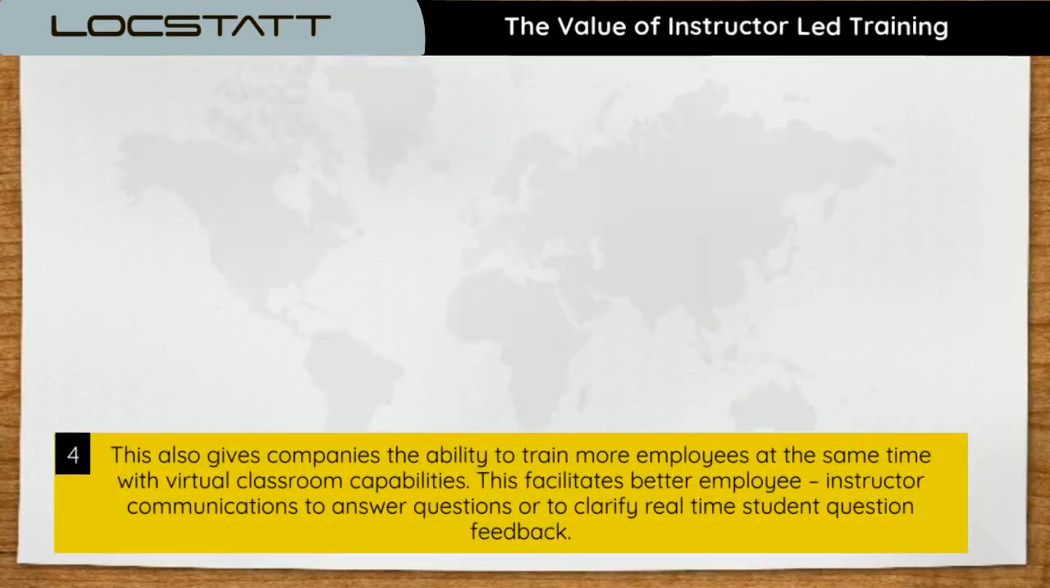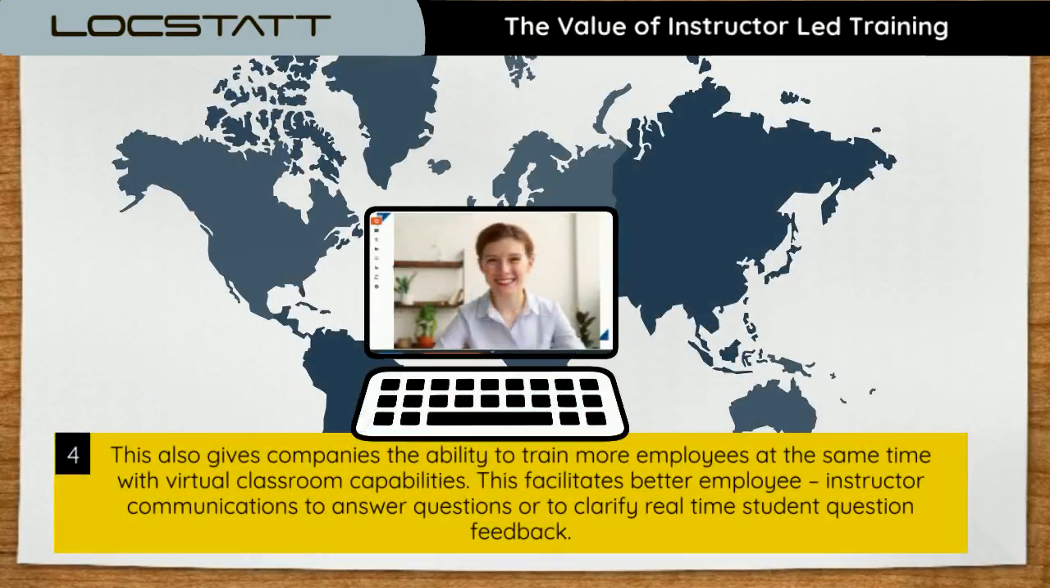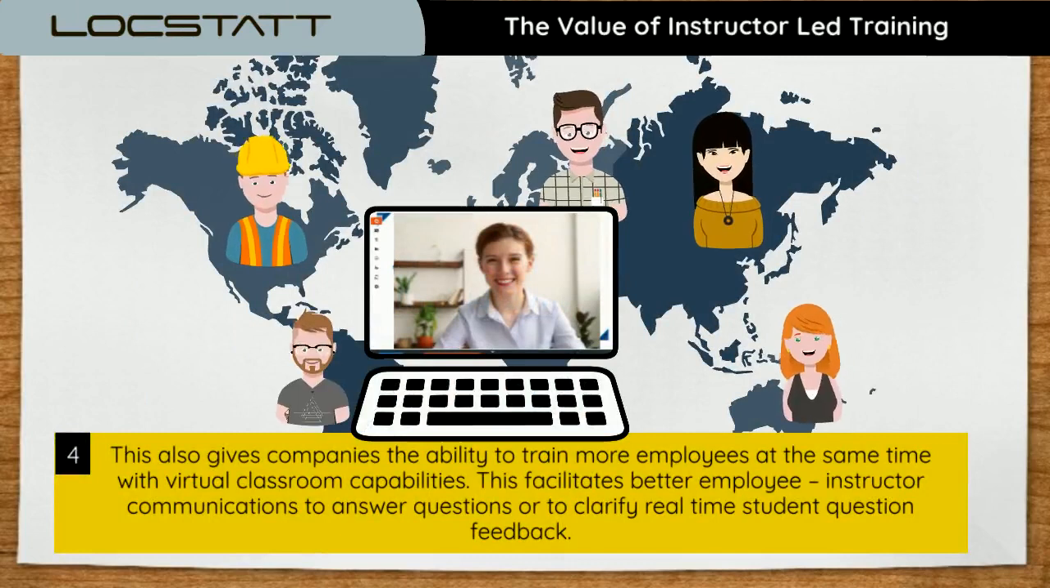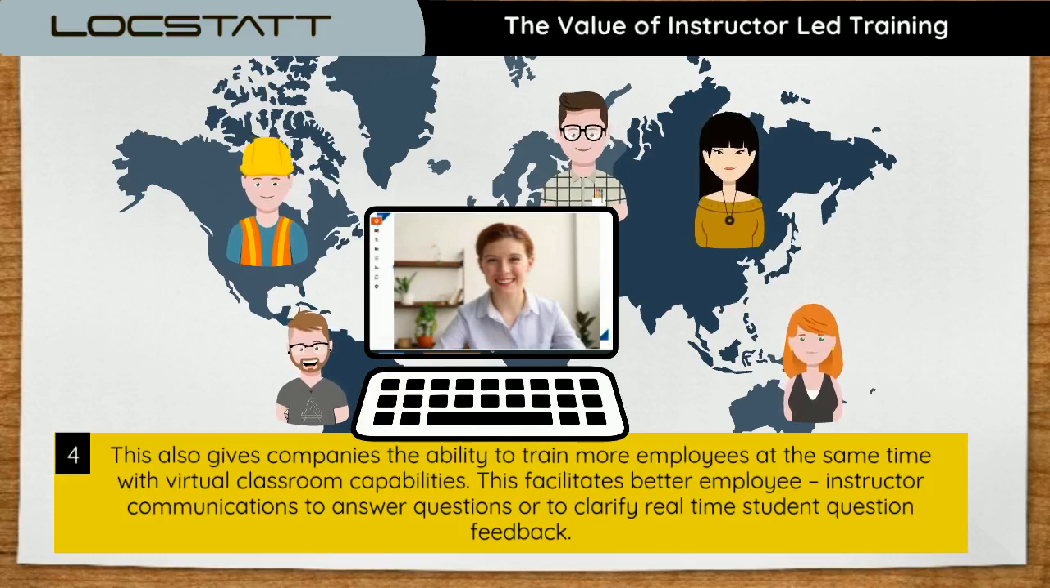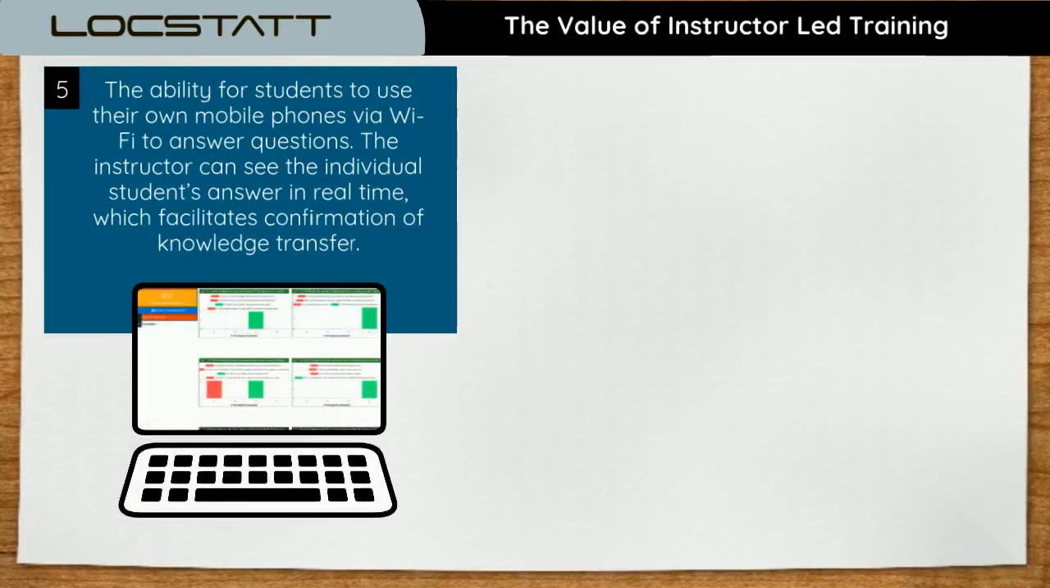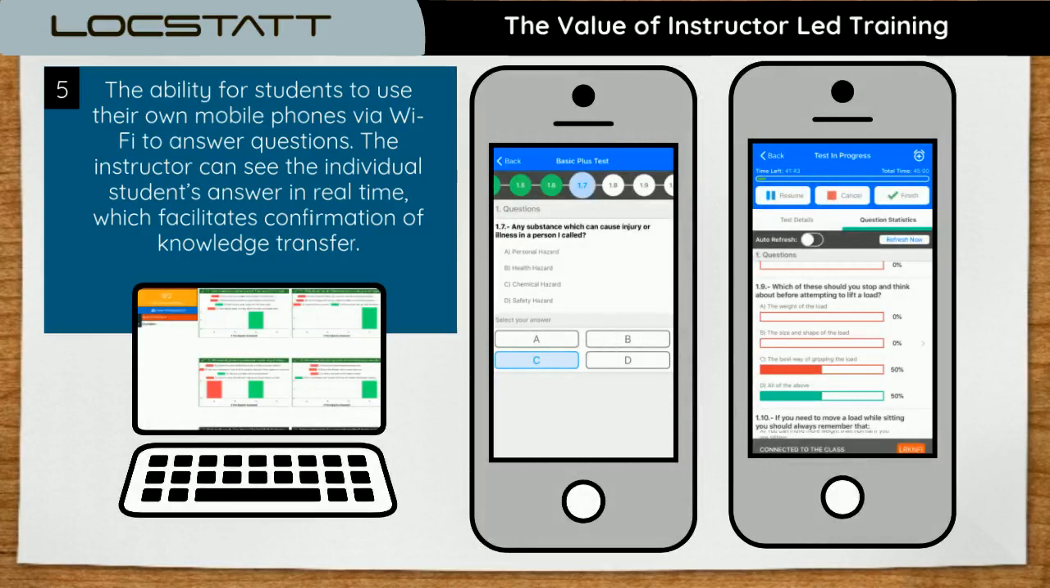This also gives companies the ability to train more employees at the same time with virtual classroom capabilities. It facilitates better employee-instructor communications to answer questions or to clarify real-time student question feedback. The ability for students to use their own mobile phones via Wi-Fi to answer questions. The instructor can see the individual student's answers in real time, which facilitates confirmation of knowledge transfer.